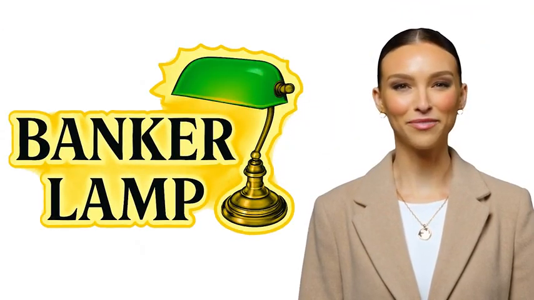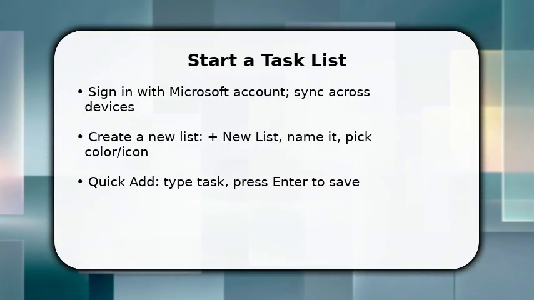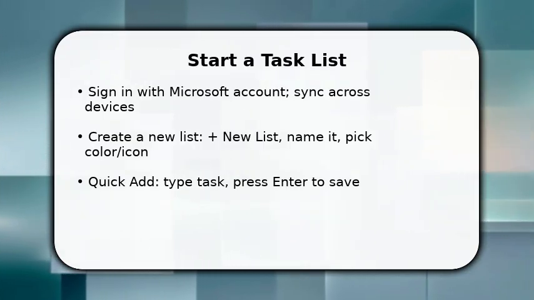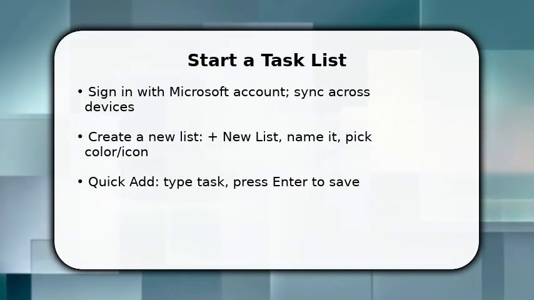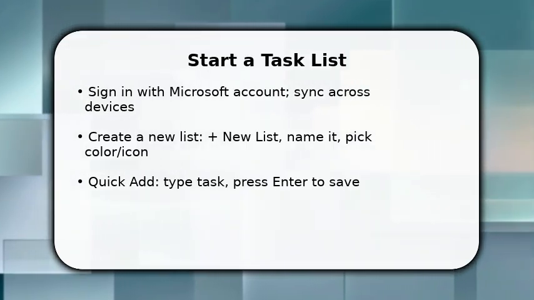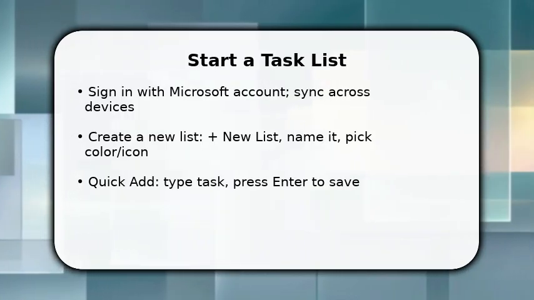Please enjoy the video. You'll begin by opening Microsoft To Do and signing in so your lists sync. Once signed in, create a new list with Plus New List, give it a clear name and color so you recognize it quickly. Then add your first tasks using Quick Add.